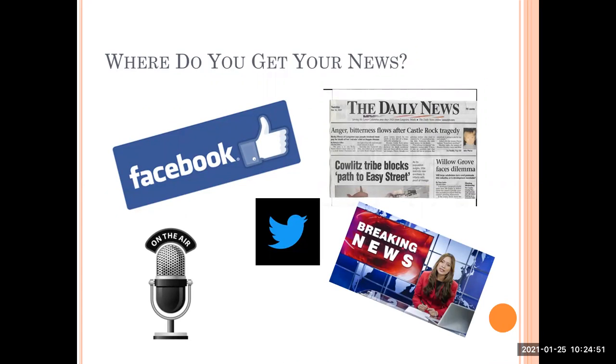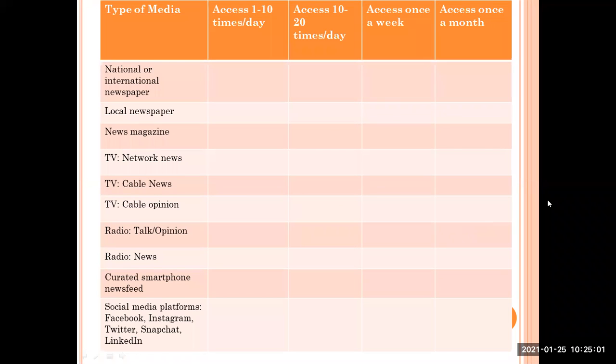So the first step in combating the spread of disinformation is reflecting on ourselves and thinking about where we get our news. So this next slide is a chart of different types of media and how often you have access to these different sources. I'll leave this slide up for just a moment and feel free to pause the video here as you reflect on your own habits of getting the news. Think about maybe what you're doing now, and then maybe set a goal for yourself. How would you like to be getting your news?